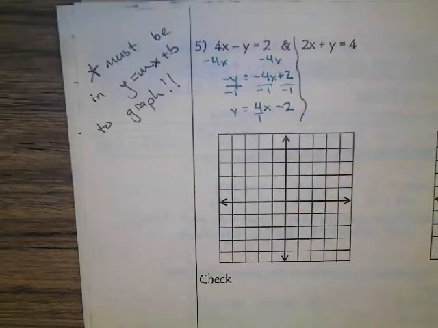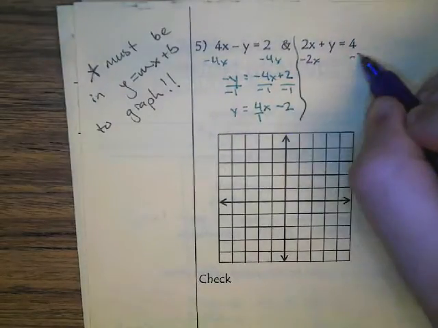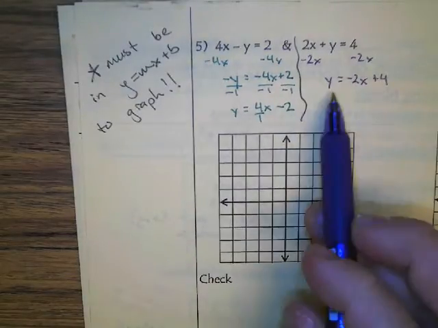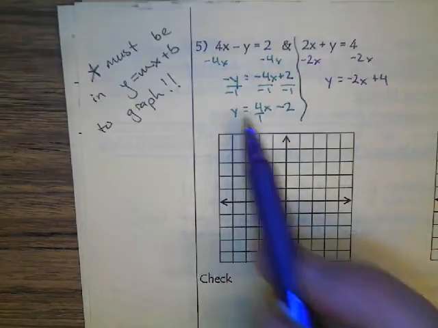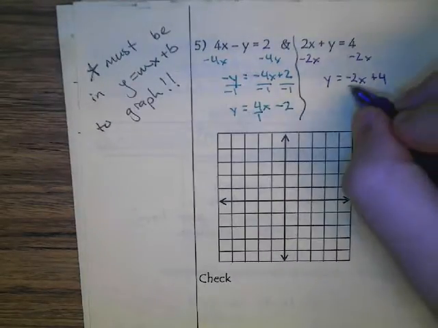Let's go in and get our second equation. I'll subtract 2x from both sides, and we'll have y equals -2x plus 4. Y is positive and it's by itself, so we're good. So let's graph. Let me put my over 1 for my slope.